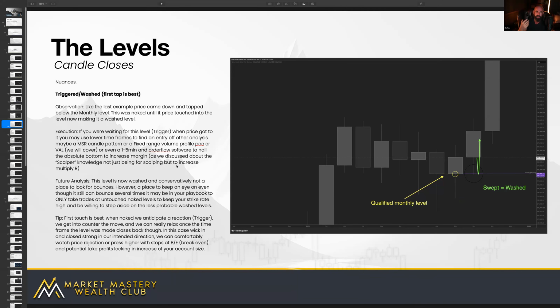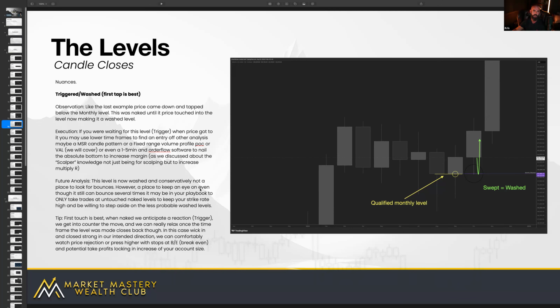So obviously being able to add more to the position size and losing the exact same amount if you're wrong. And I like that way as well, because if you're wrong, the band-aid gets ripped off. You're not waiting there for 3 days staring at charts, wasting your life, all to get stopped out. So for future analysis, this level is now washed and conservatively not a place to look for bounces.